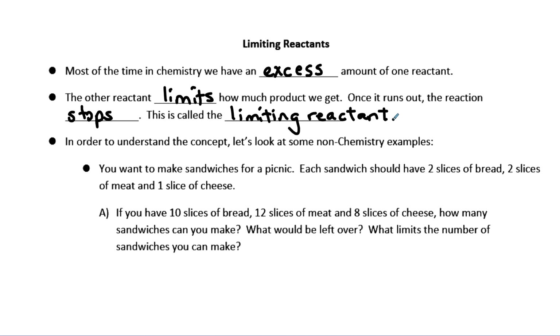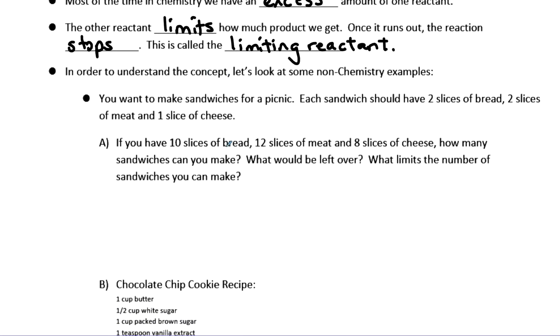So just to kind of wrap our heads around that concept, let's look at something that's not a chemistry example, just to make sense of what this means. So let's say you want to make sandwiches for a picnic, and we're going to pretend that the sandwiches we are making are very, very specific. We cannot improvise whatsoever. So for these sandwiches, we would need 2 slices of bread, 2 slices of meat, and 1 slice of cheese. And that's the way the sandwich has to be. Okay, so what we have at home when we're preparing for this picnic is 10 slices of bread, 12 slices of meat, and 8 slices of cheese.